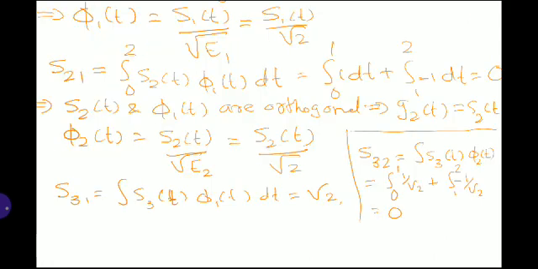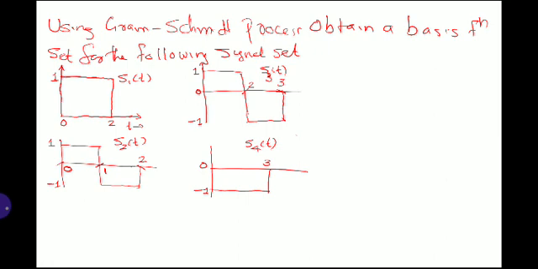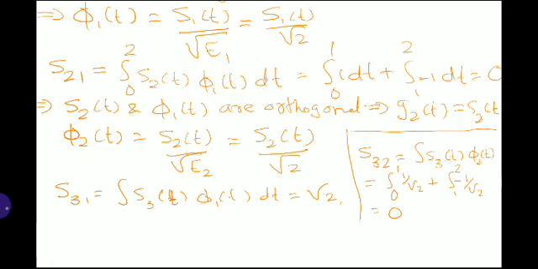Okay, so we'll proceed. The first step is phi 1 of t equal to S1 of t by root E1. You can see that S1 of t has an energy of 2. So phi 1 of t will be S1 of t by root 2.